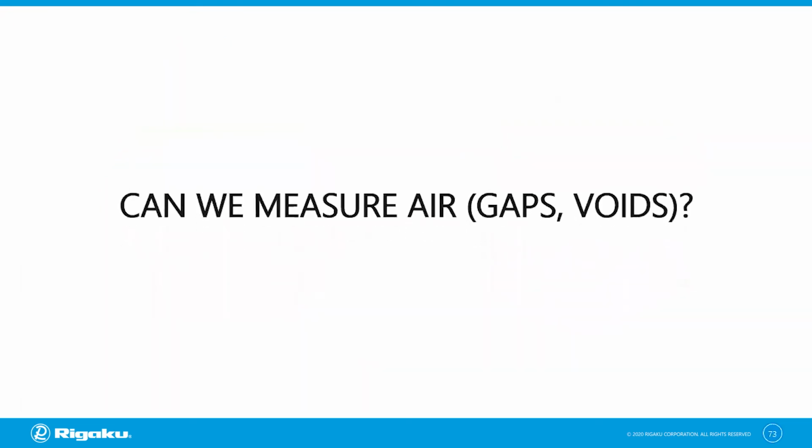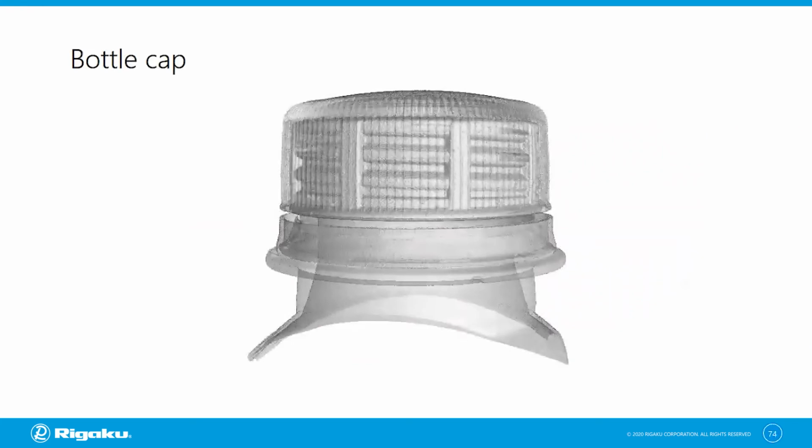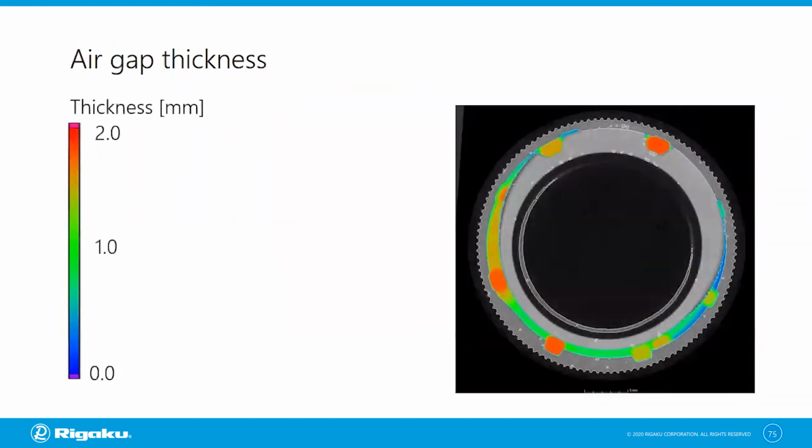Now, can we measure air or air gaps in voids? That's another thing you can do with X-ray CT. Let's take a look at this example. This is a CT scan of a plastic bottle cap on the bottle. The cap and the bottle have some air gap in between, and you can evaluate the air gap and color code it for the thickness of the air. This is a cross section of the cap, and we're looking at this from the top. This part, for example, has a 2 millimeter thick air gap, and this part has more like 1 millimeter.